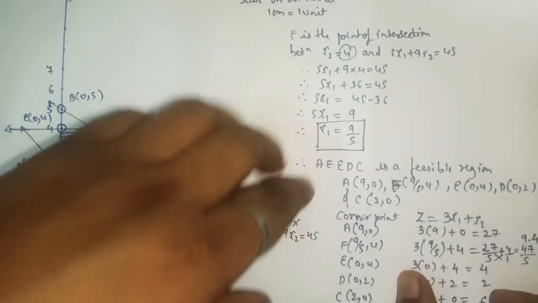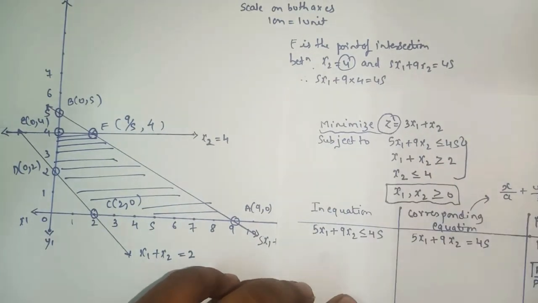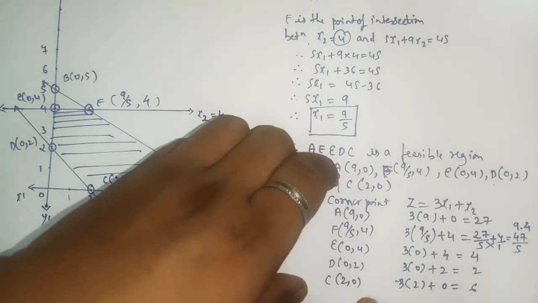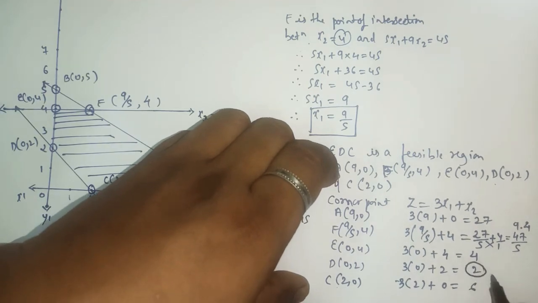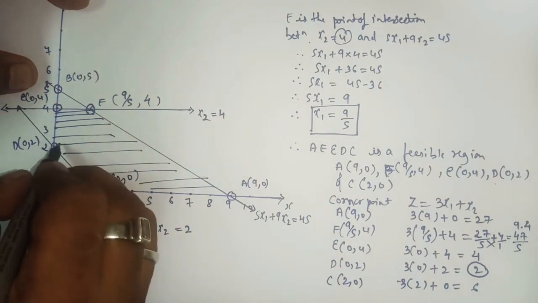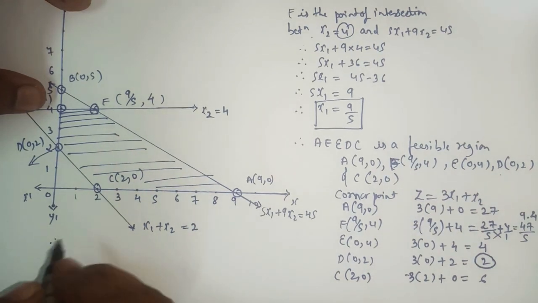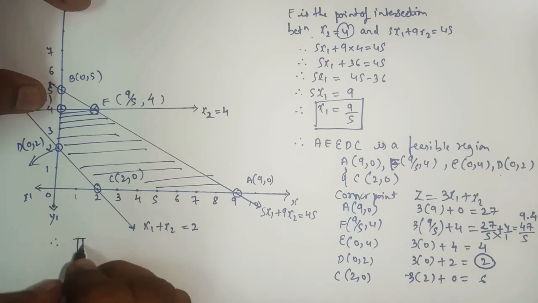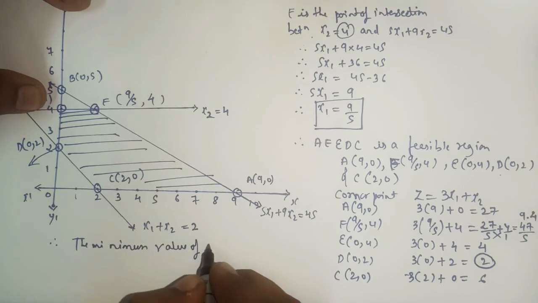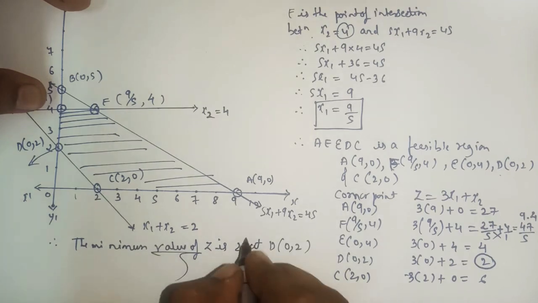Okay, so now for this question actually we have to find the minimum value of z, that means the smaller value. As here clearly we can see that out of these 5 corner points, 2 is the minimum, the smaller value at D 0 comma 2. So at 0 comma 2, that means at this point we are getting the value of z as minimum. So the final step we can write as what, the minimum value of z is 2 at D 0 comma 2. So this is the final answer.